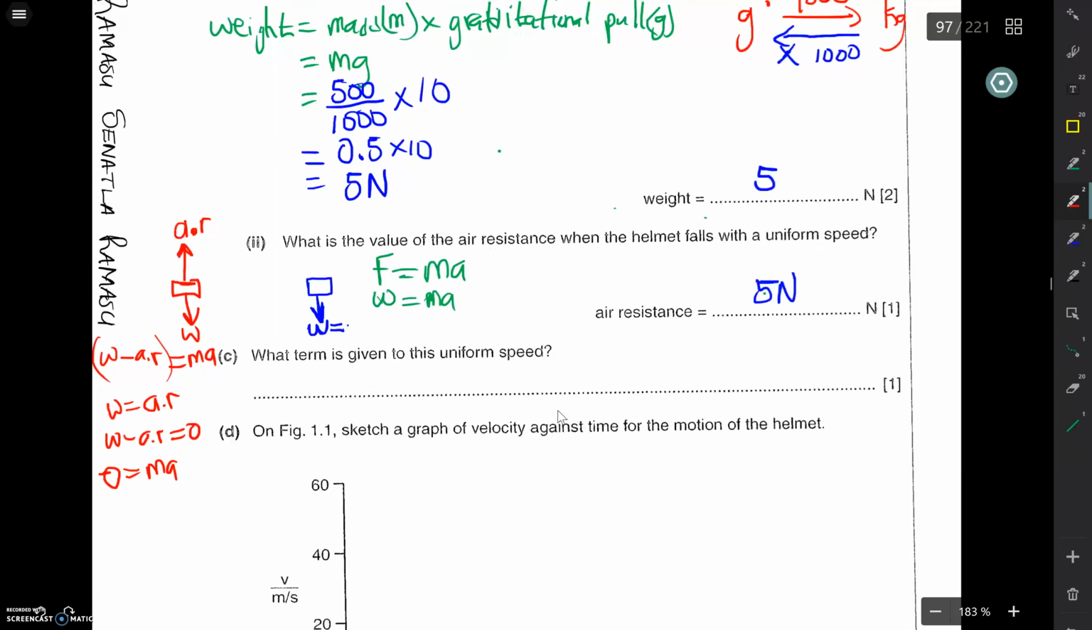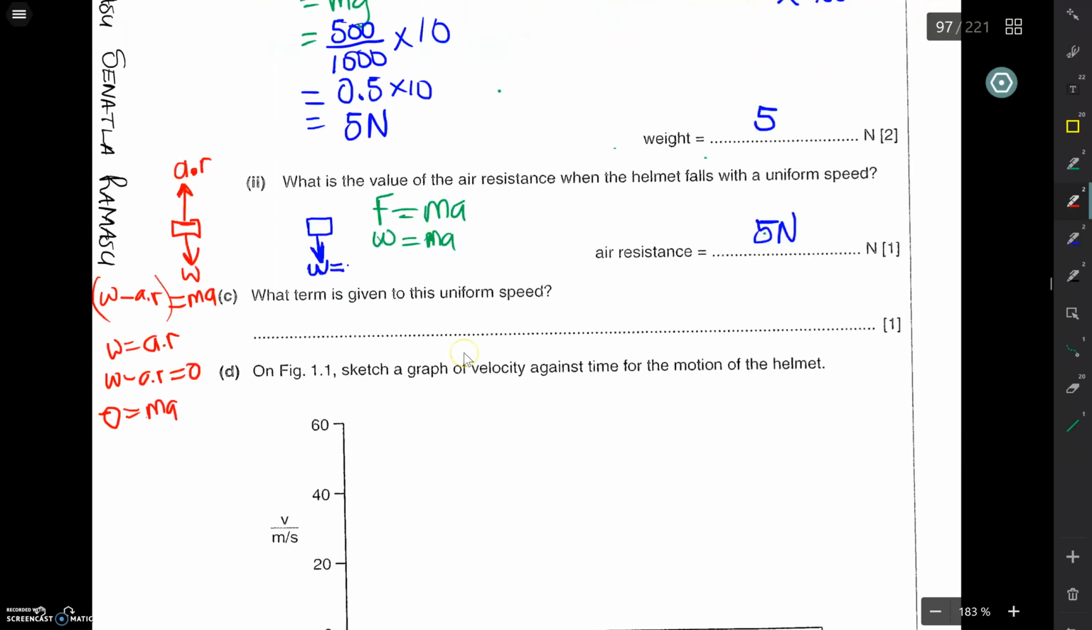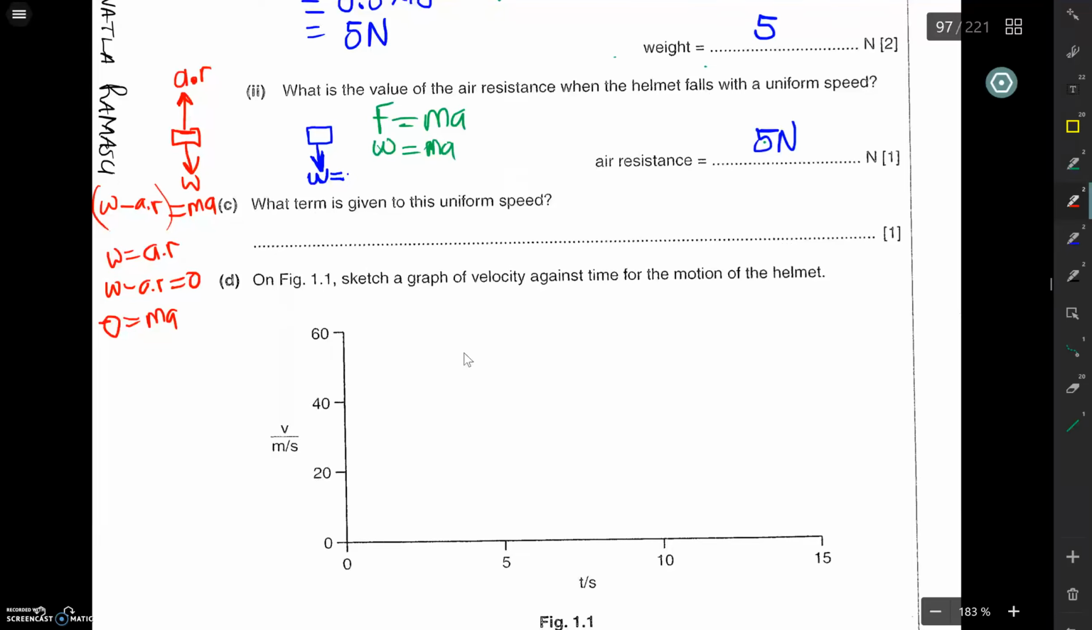Okay. So part C says which term is given to this uniform speed. This uniform speed is called a terminal velocity. Terminal velocity.